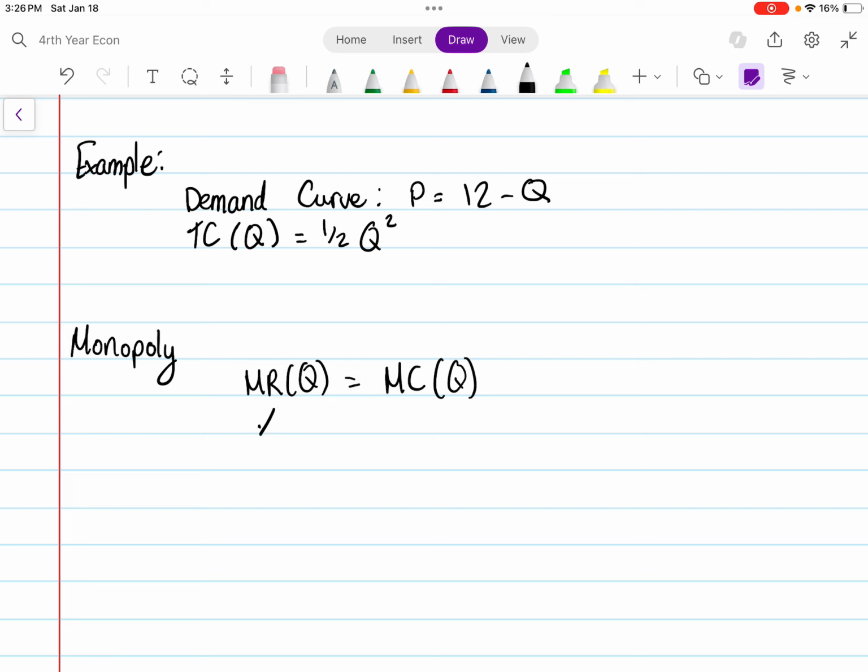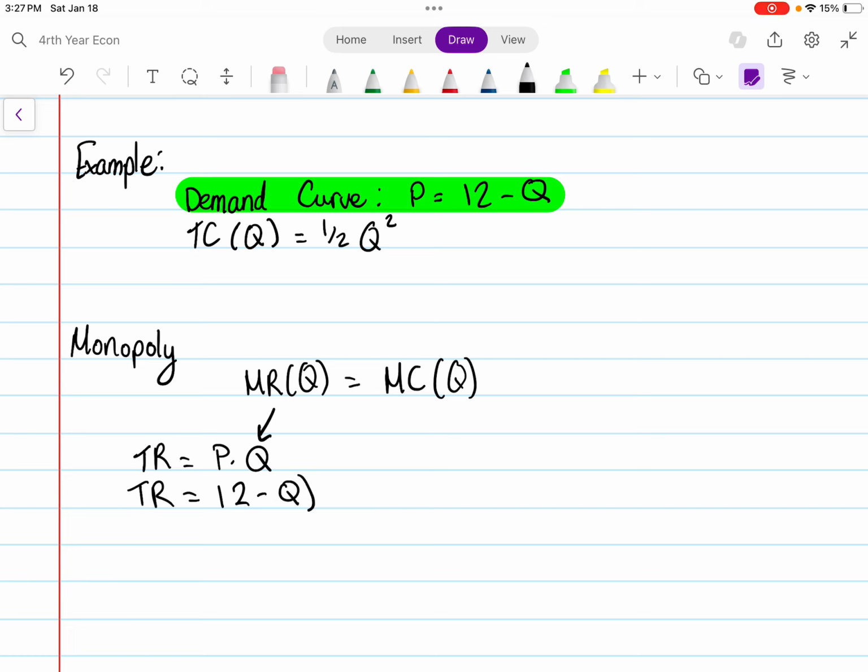Now recall, we want to start by finding the marginal revenue. As you can see here, we are given the demand curve, which is the price. If we take that demand curve and try to find total revenue, we know that total revenue is equal to price times quantity. Total revenue in this case will be 12 minus Q times Q, and therefore we have a total revenue of 12Q minus Q squared.